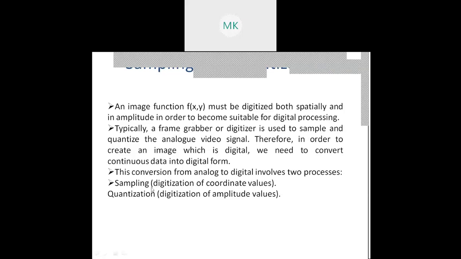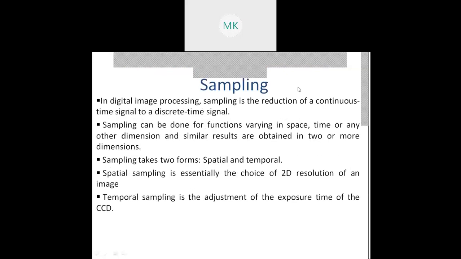Sampling is nothing but digitization of coordinate values. Quantization is nothing but digitization of the amplitude values. So this is the primitive, the basic definition of sampling and quantization. First we'll consider sampling.